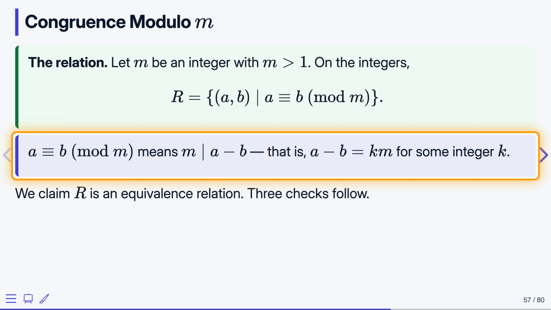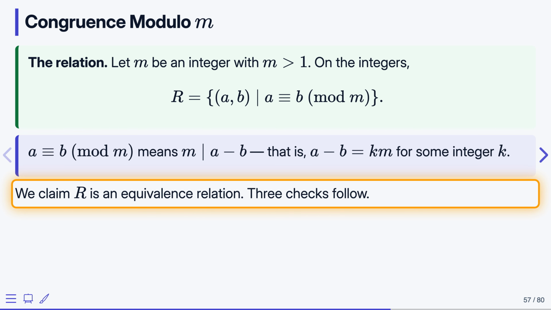For example, take m equal 5. Then 17 is congruent to 2 because 17 minus 2 is 15, and 15 is 3 times 5. We claim this relation is an equivalence relation. So we must run the three checks, reflexive, symmetric, and transitive. We do the first two on the next slide.